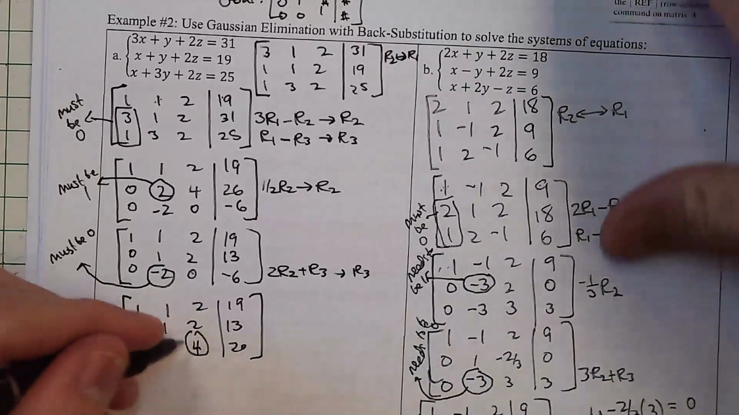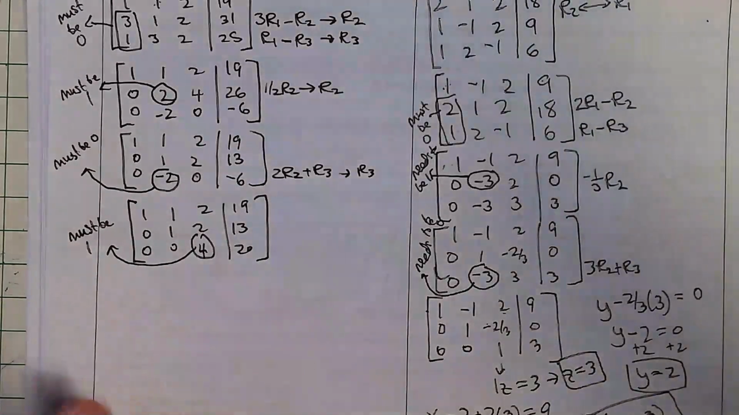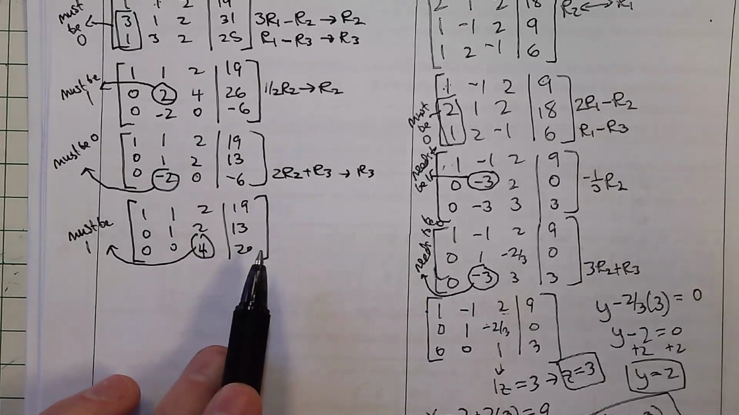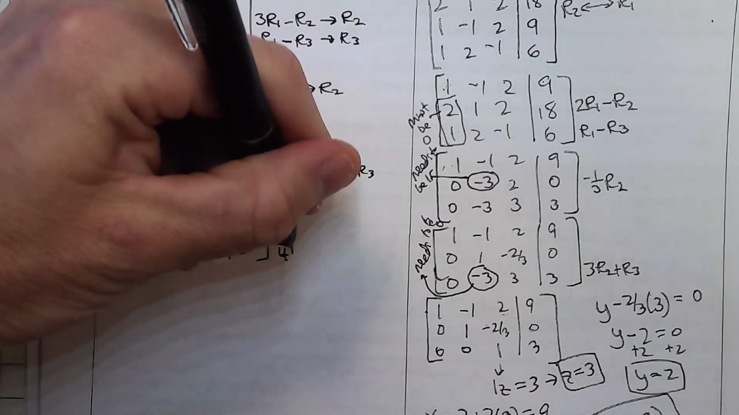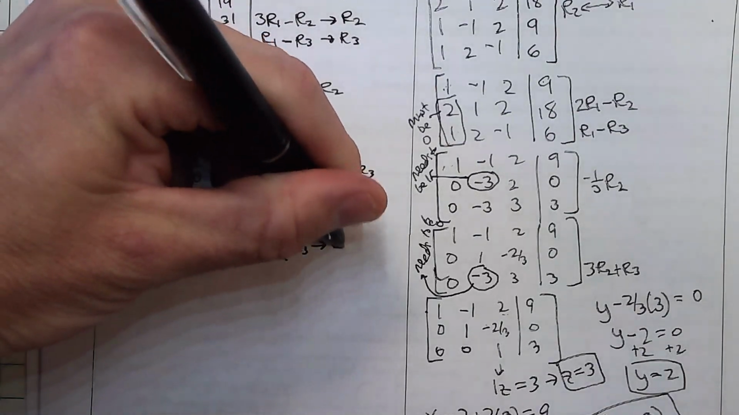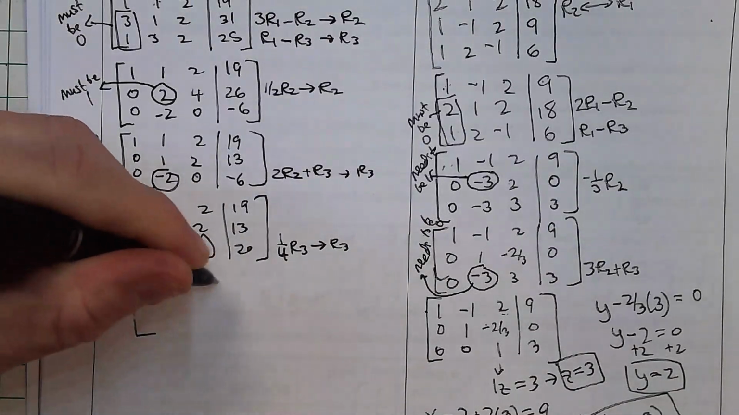Lastly, this must be 1. I'm almost done. What can I do with 4 to make it 1? Divide by 4, multiply by 1/4. Good job. 1/4 R3. The top rows are going to stay the same. This last part's the easy part.